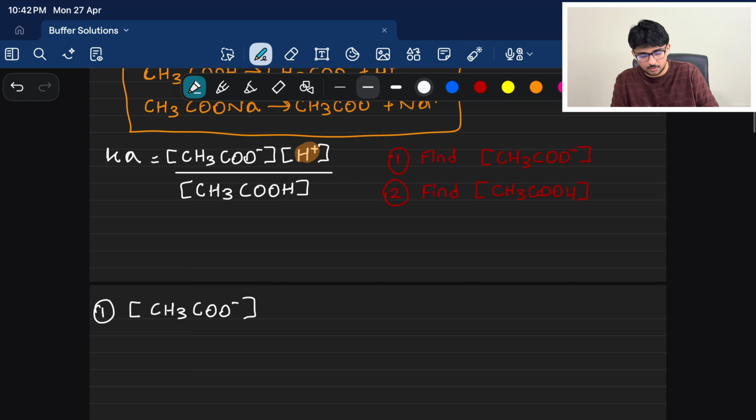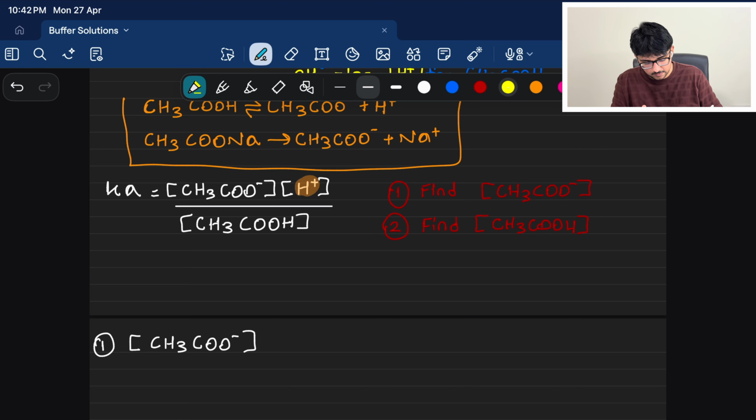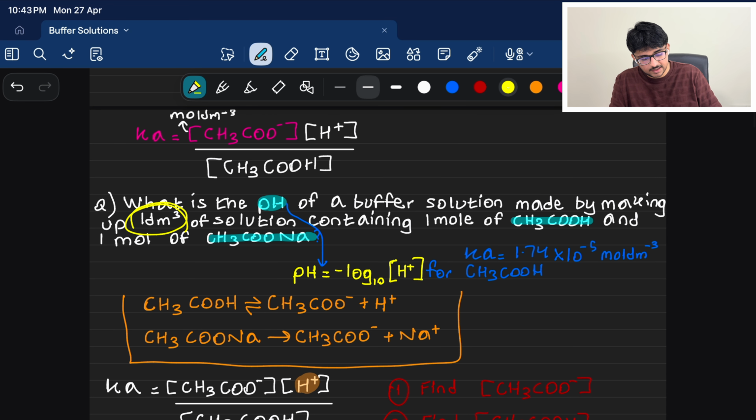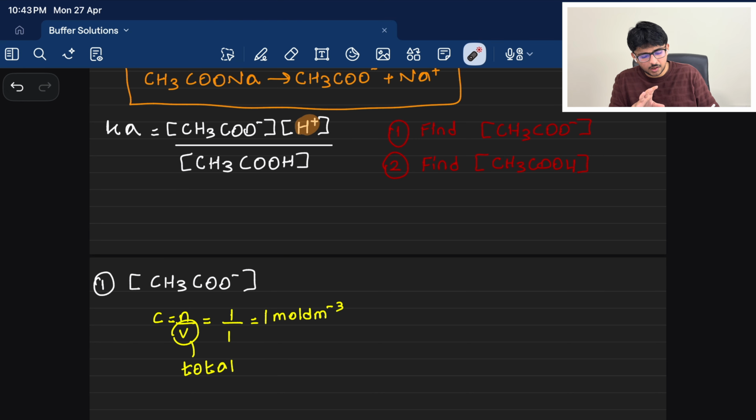So, what is the concentration of sodium ethanoate? They haven't given us the concentration, they have just given us the moles. But you've learned a formula in IGCSEs and AS levels, C equals n over V. When you have the moles and the volume, you can find the concentration. So 1 mole divided by 1 decimeter cube, being your total volume, is equal to 1 mole per cubic decimeter. Always remember, the volume which you write right here is the total volume of the container. It's not the volume of the acid, right? Because you are trying to find out the concentration of the compound in the container.